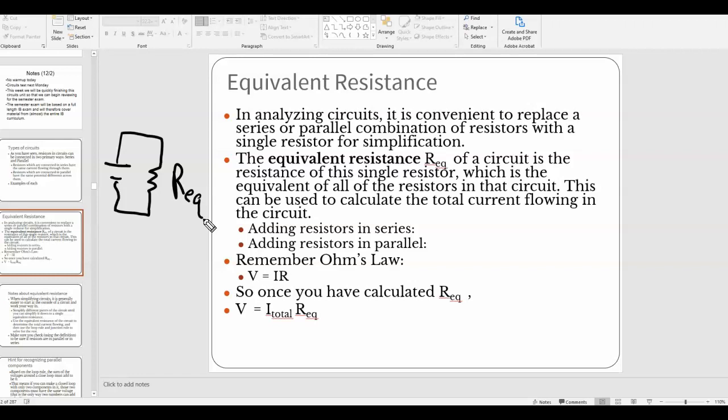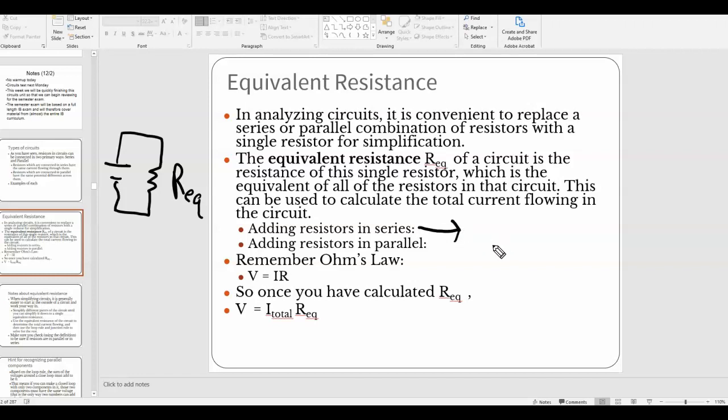Okay, so it's the idea of reducing a complicated circuit down to a simple circuit. Now there are two equations that allow you to add resistors together to find the equivalent resistance, and that depends on whether the resistors you're adding are in series or in parallel. These two equations, by the way, are both given in the data booklet, but they're not labeled. Okay, so make sure you add this to your notes.